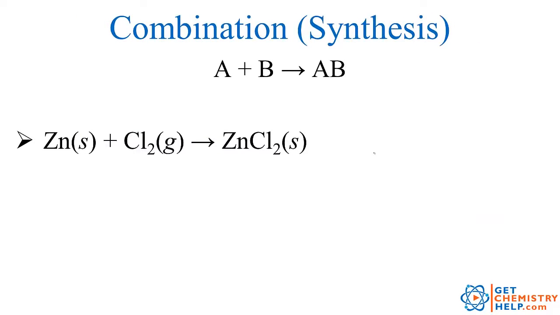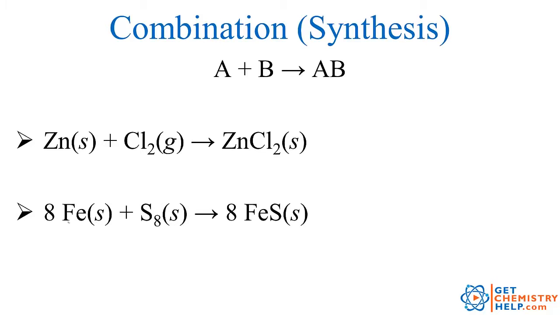So let's go through a few examples of each of these 5 types. So the first general type is combination. Again, 2 or more things combining to make one new substance. So here we have zinc plus chlorine combines to make zinc chloride. Here's another one. Iron combines with sulfur to make iron(II) sulfide. So 2 or more substances combining to make a new substance.